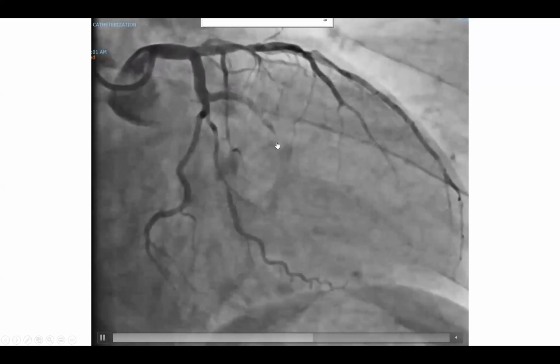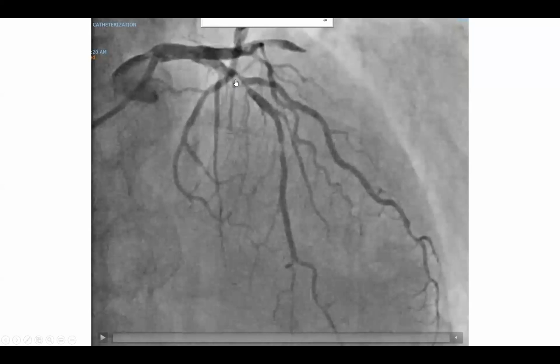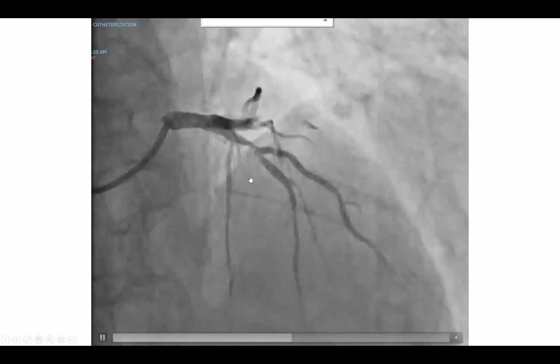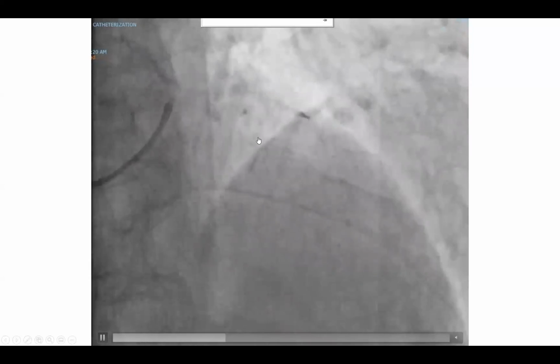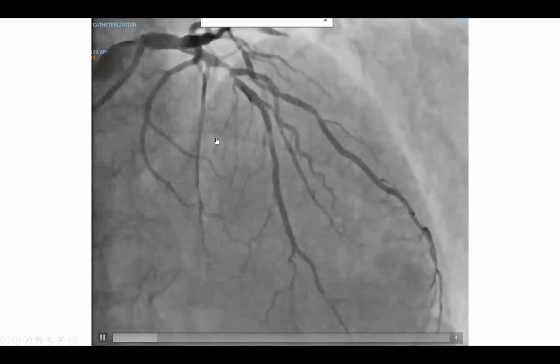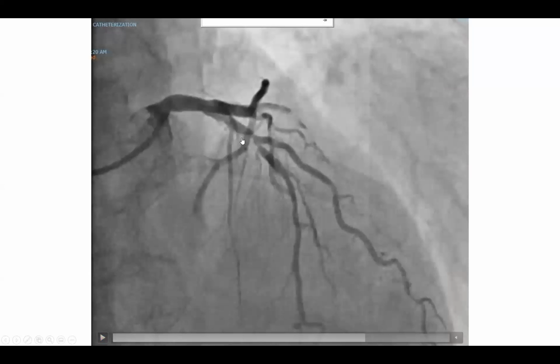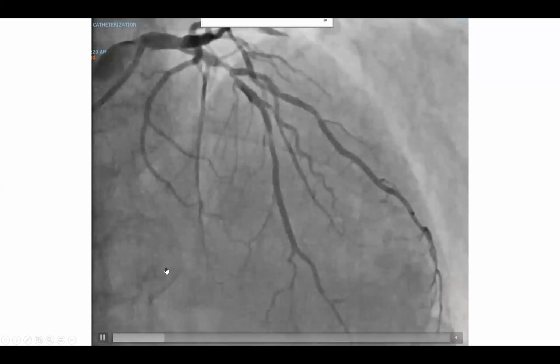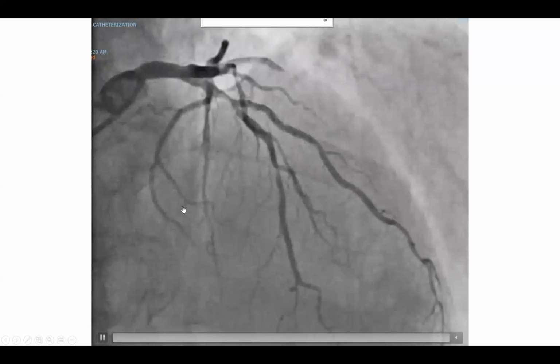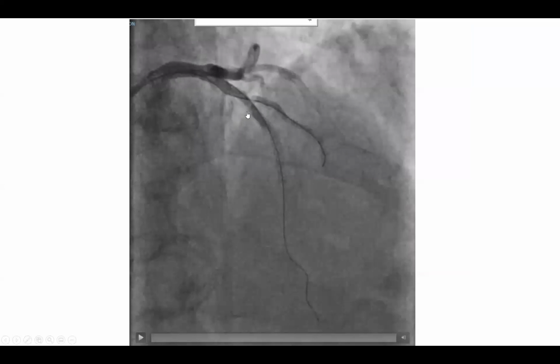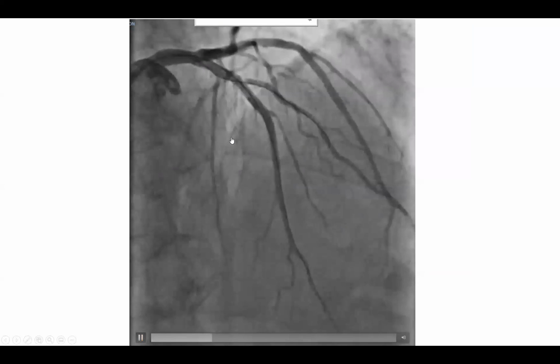The left circumflex was fixed. He also had an LAD bifurcation stenosis. It's a 1,1,0 stenosis. LAD is involved, but the diagonal is not involved. So here the operator decided to stent across that LAD, and this was the result obtained.